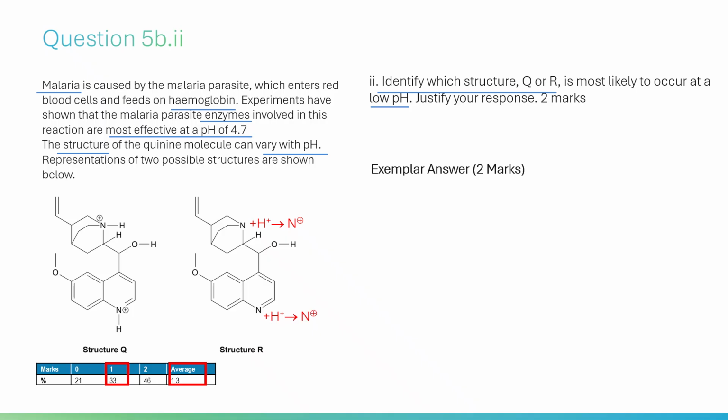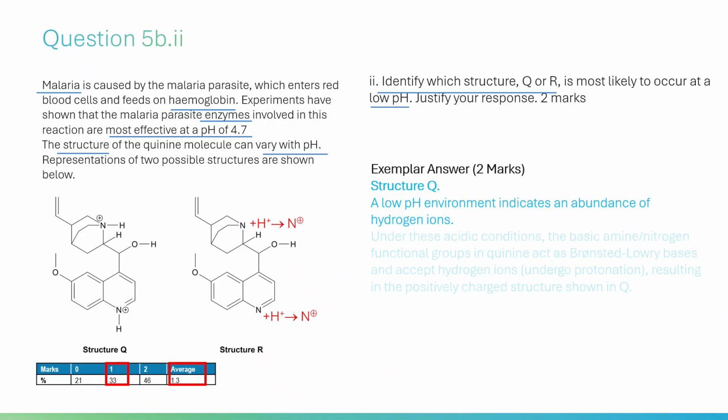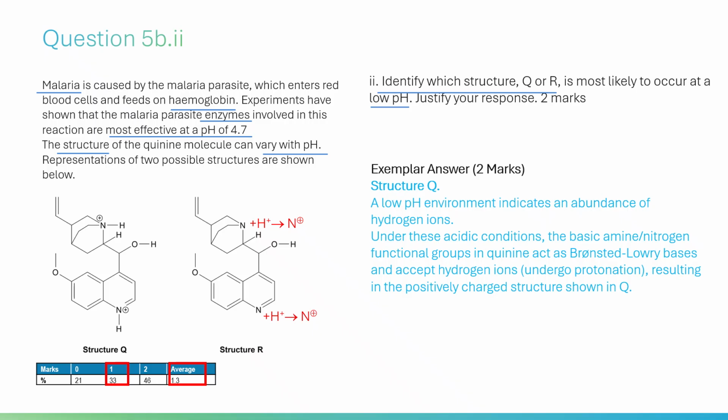Exemplar answer, 2 marks. Structure Q. A low pH environment indicates an abundance of hydrogen ions. Under these acidic conditions, the basic amine nitrogen functional groups in quinine act as Bronsted-Lowry bases and accept hydrogen ions, undergo protonation, resulting in the positively charged structure shown in Q.